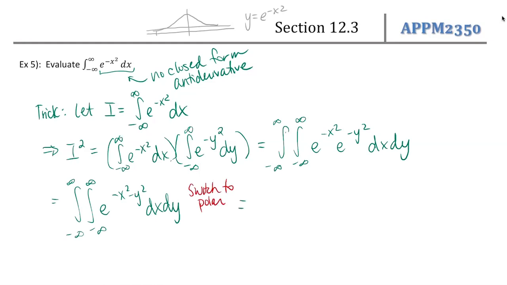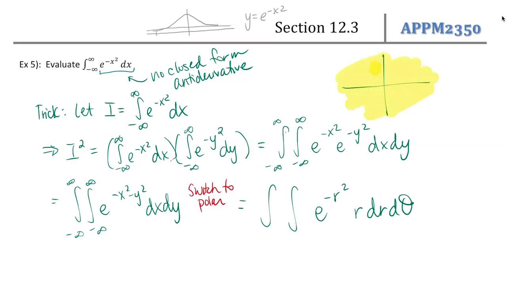Okay, so let's do the integrand first. We did that before in the previous example, e to the negative r squared, and then my dx dy becomes r dr d theta. And let's think of what the region itself is going to look like. I'm going from negative infinity to positive infinity in both x and y. So it's all of the xy plane. Let's just color the whole thing. This whole thing keeps going forever.